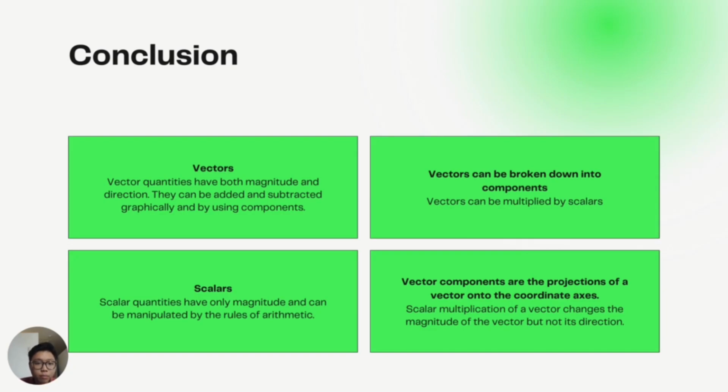Okay. It is the last part, the conclusion. Vector quantities have both magnitude and direction. They can be added and subtracted graphically and by using components. Vectors can be broken down into components. Vectors can be multiplied by scalars. Besides that, a scalar quantity has only magnitude and can be manipulated by the rules of arithmetic. But the vector components are the projections of a vector onto the coordinate axes. Scalar multiplication of a vector changes the magnitude of the vector but not its direction.